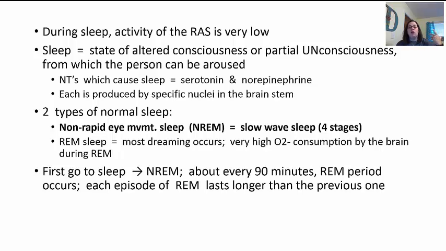Then you'll go through a period of 90 more minutes, and then you'll enter REM again. This will then last longer than the previous one. So if the first one was 10 minutes, the second one may be 20 minutes, and so on. And each time you go into a REM cycle, it will be longer, to where the longest REM is normally about 50 minutes long. Okay, so it'll build up to that point as you go through the process of sleep.